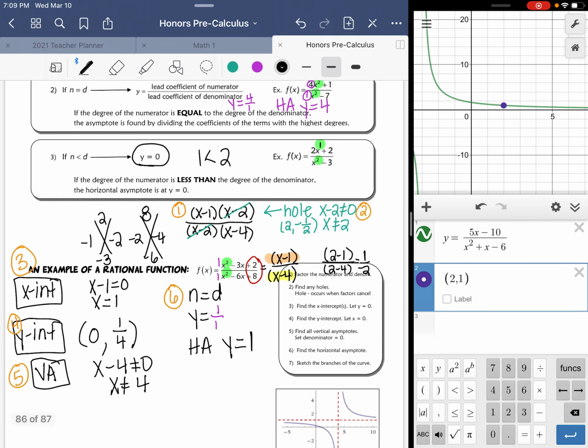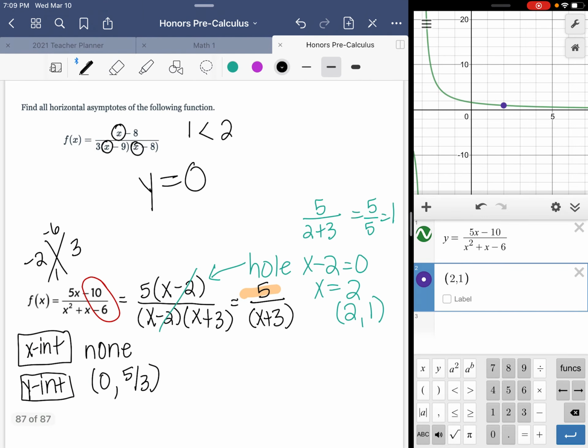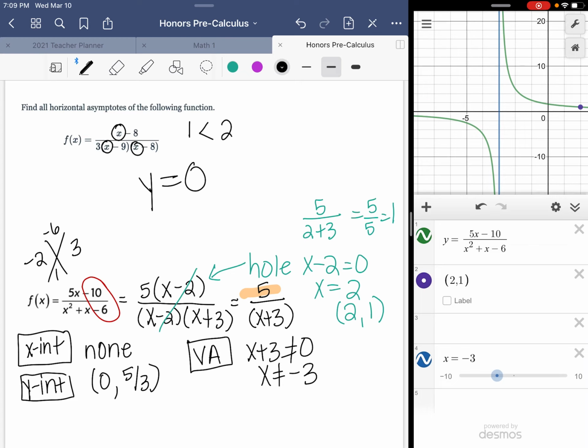All right, so after we do our x and y-intercepts, then we have our vertical asymptote, and then we're going to do our horizontal asymptote. So the vertical asymptote is, I have one vertical asymptote. It is x plus 3 cannot equal 0. So x cannot equal negative 3. So if I plug that in, I can see that it does not equal negative 3.